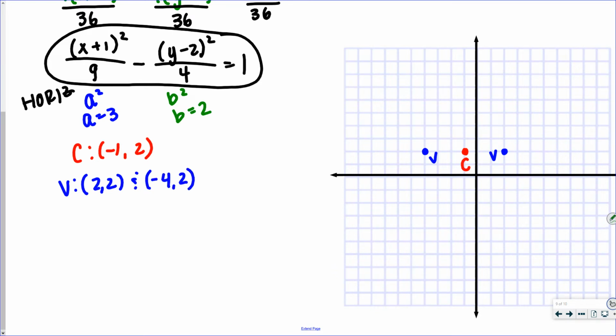I'm going to go ahead and draw in my box. So that's going to help me graph this. You don't have to list out your co-vertices, but I know it's going to be 2 above, 2 below. And then I can draw the box.